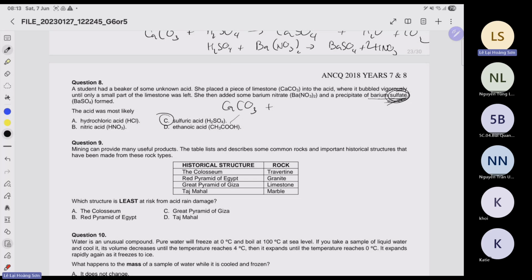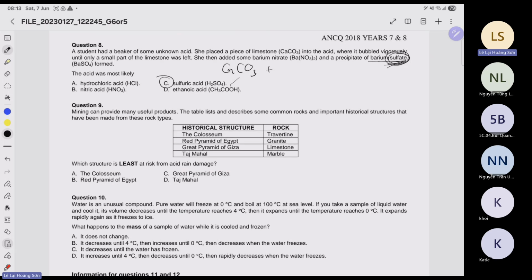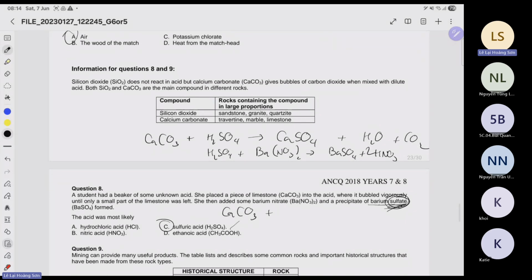Question number 9. Mining can provide many useful products. The table lists and describes some common rocks and important historical structures that have been made from this rock, which is at risk of acid rain damage. We need to take a look at the table, right?